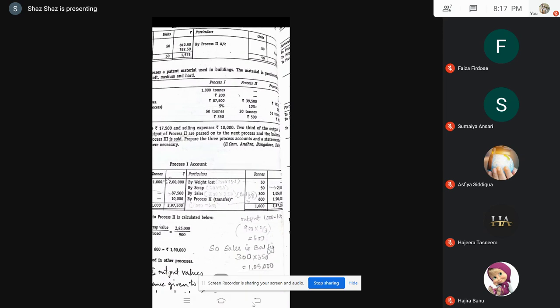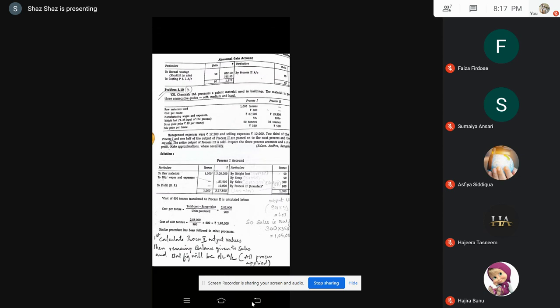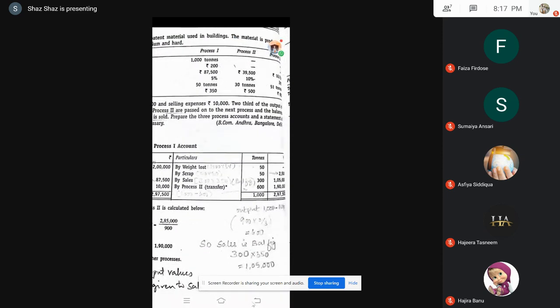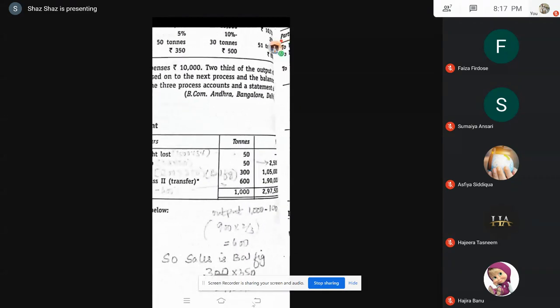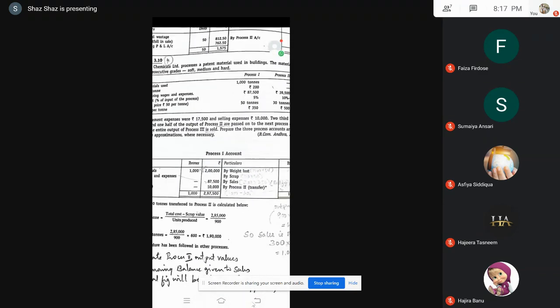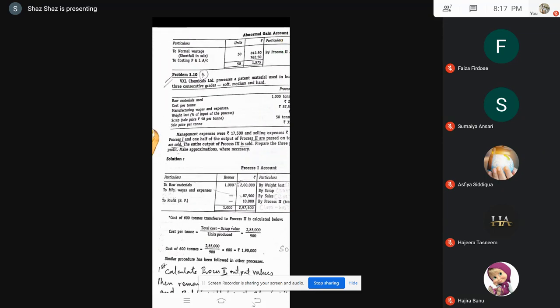Theek hai? Ab further what they are telling, see here, 2/3 of the output of process 1. So after taking raw materials, manufacturing expenses, weight loss, and scrap, then we calculated the output. This 600, how did we get? 2/3 of the output. That's nothing but 1000 minus 100 is 900. Ye 900 ka 2/3 is 600. Jab humne tons ki value mili, total amount tha, to hume ye formula se calculate karna tha. Ye formula se we got 190. Ab unhone further kya bola?